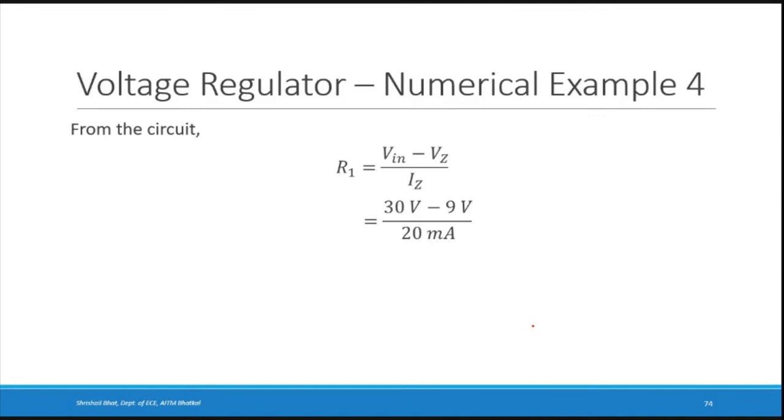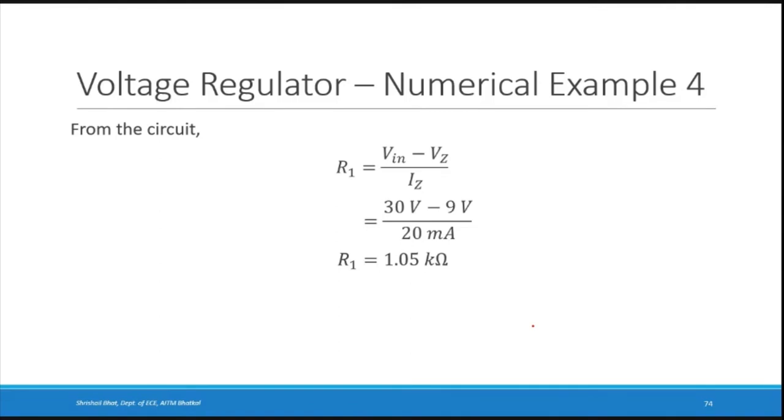What is R1? What is this value R1? 1050. Yes. So 1.05 K or 1.05 kilo ohms. Right? That's my value of R1.